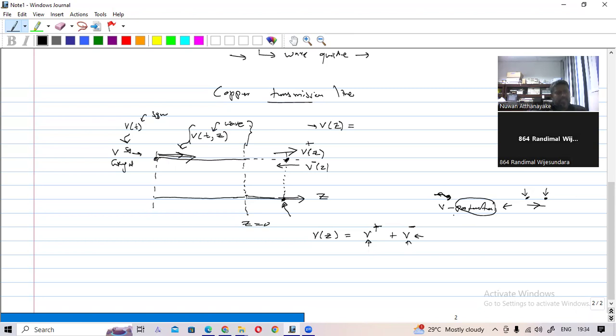Potential is just the energy, no? So it doesn't have a direction. It just has a value, an amount, okay? So we have to add them.